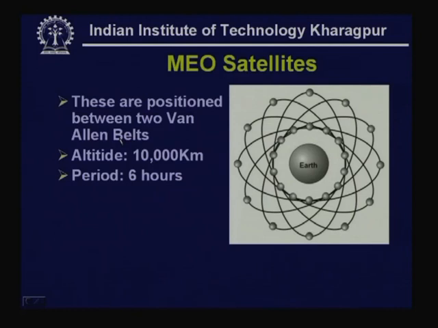Now, let us consider the MEO satellites. These MEO satellites are positioned between two Van Allen belts, as we have discussed, at a typical altitude of 10,000 kilometer and a period of 6 hours, not minutes. As you can see, as the altitude is increasing, the period is also increasing. So, 6 hours is the period for typical MEO satellites.